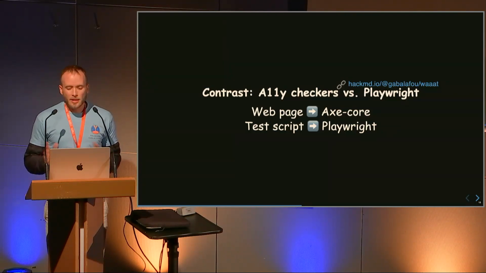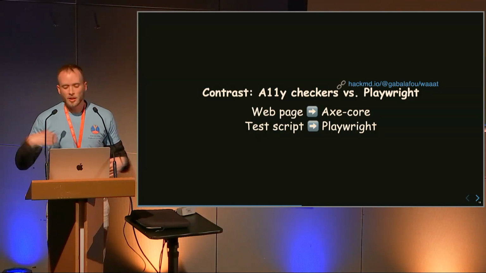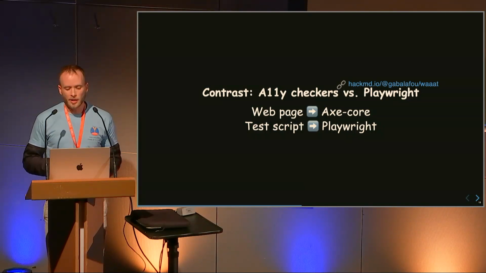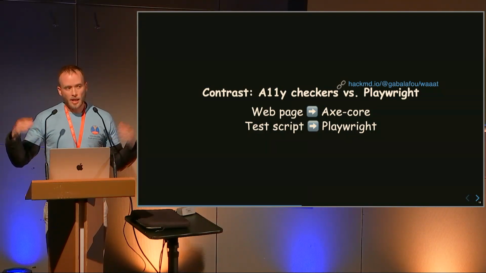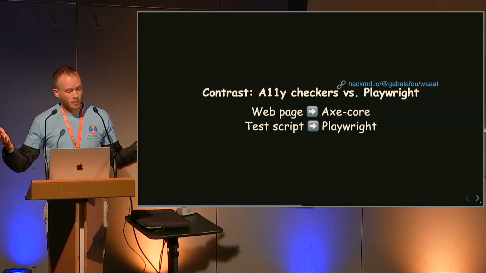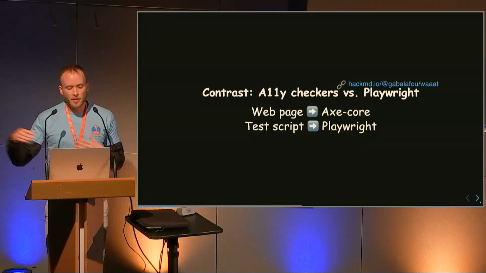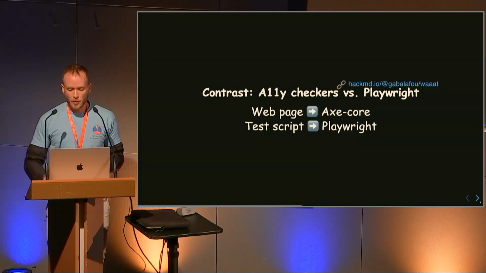I think probably the easiest way to contrast Playwright with an accessibility checker like Axe Core is to look at what each of them takes as input. Axe Core takes a web page. It's almost like a Xerox. You give it one page at a time, it scans the page, and it tells you what it found. Playwright, on the other hand, takes a test script as input. Like find this button, click it, go to this page, check a value at the bottom, etc.